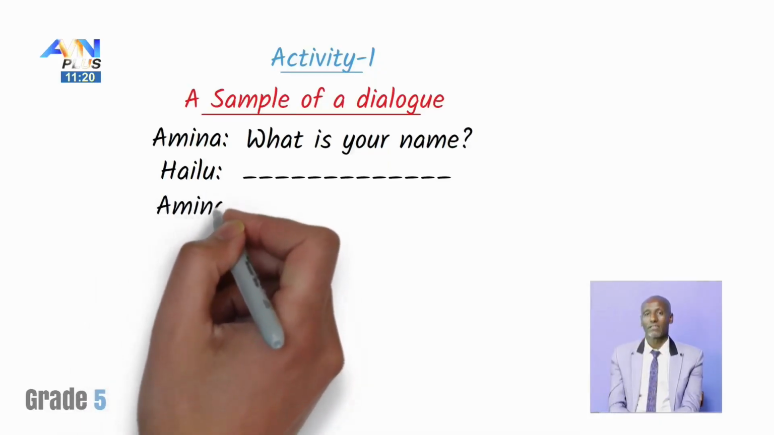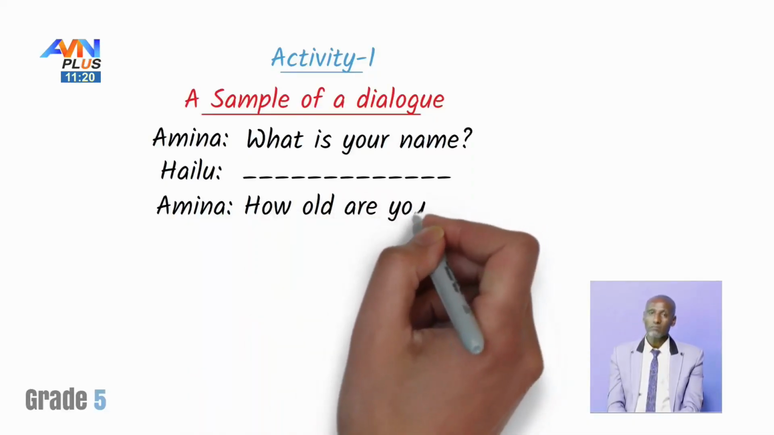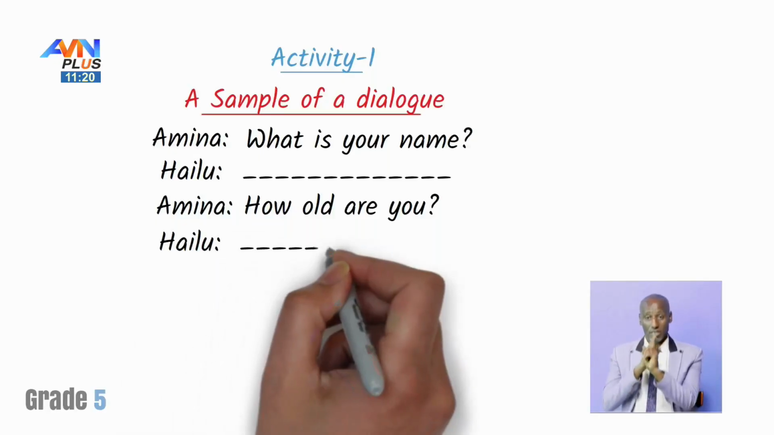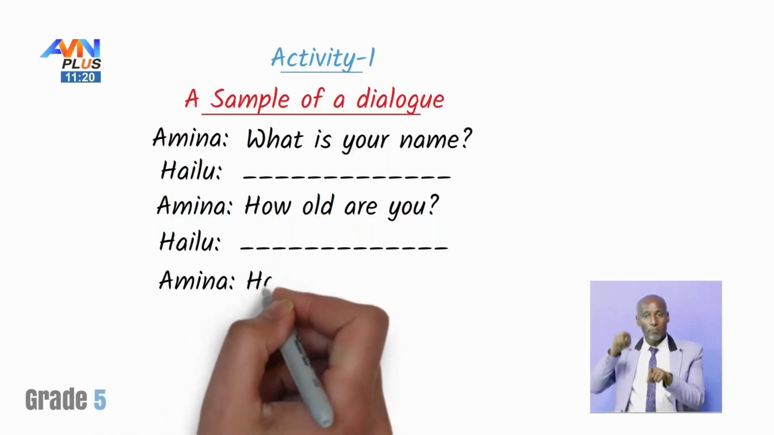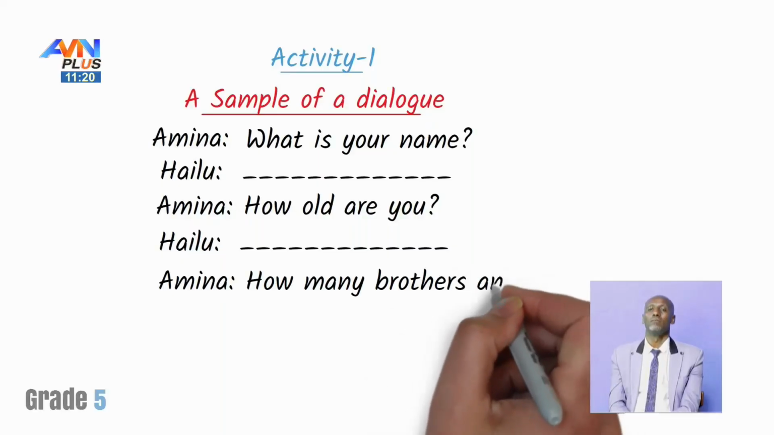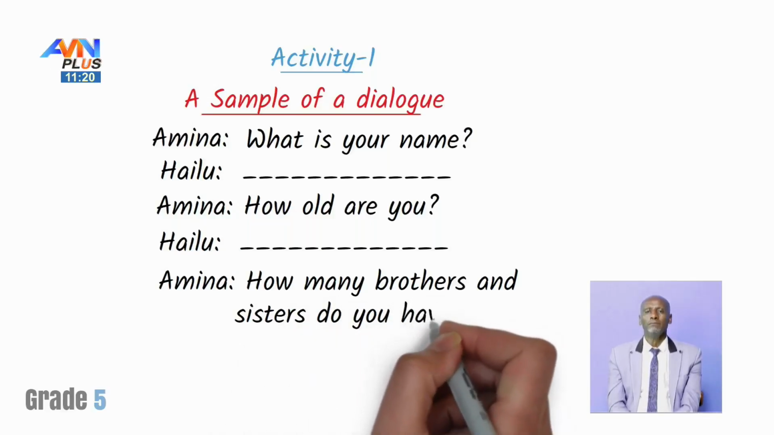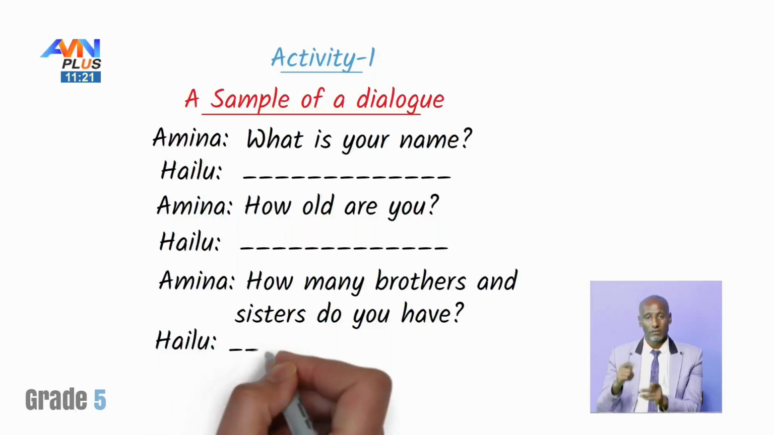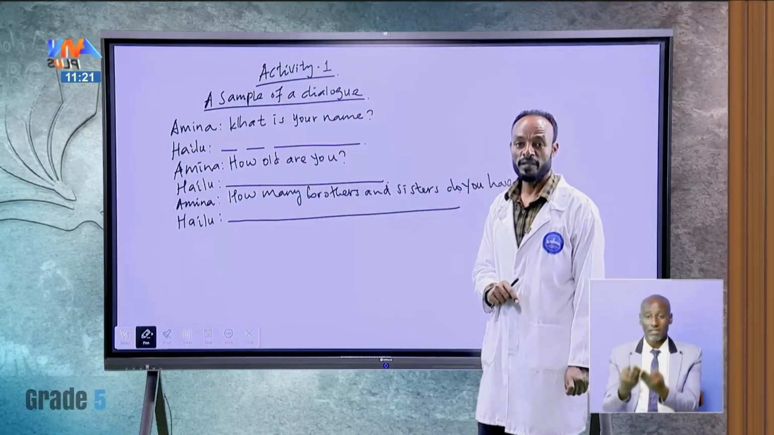Amina then again says, how old are you? Because we are talking about self-introduction, okay? Hailu will say, blank. What will the response be? Amina, say it again. How many brothers and sisters do you have? Hailu says blank. Okay, come on, students. To do this activity, you have only 1 minute. Don't forget, you have only 1 minute. So do it within the given time. Students' parents, please don't forget to help them.